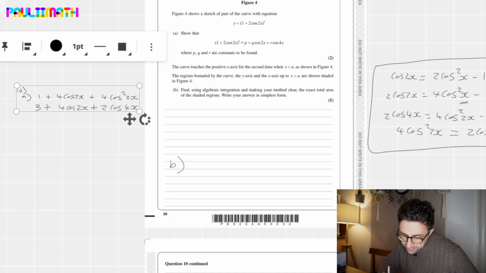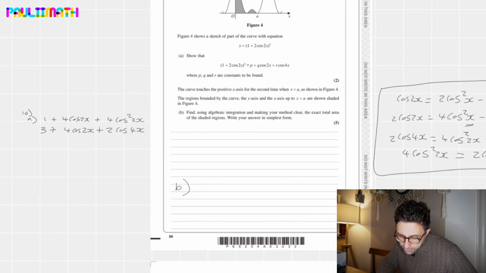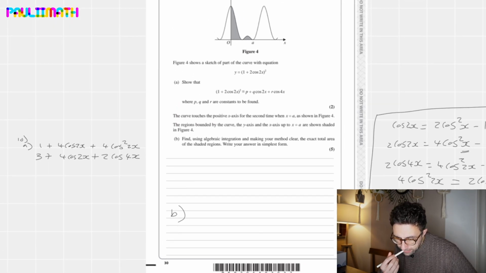What are we going to do with that? Hence, that curve touches the positive x-axis for the second time when x equals a. They put that on the picture already. The region is bounded by the curve, the y-axis and the x-axis. Okay, so some sort of shaded piece there. Find using algebraic integration and making your method clear the exact total area of that shaded region. Fascinating stuff, I must suggest.